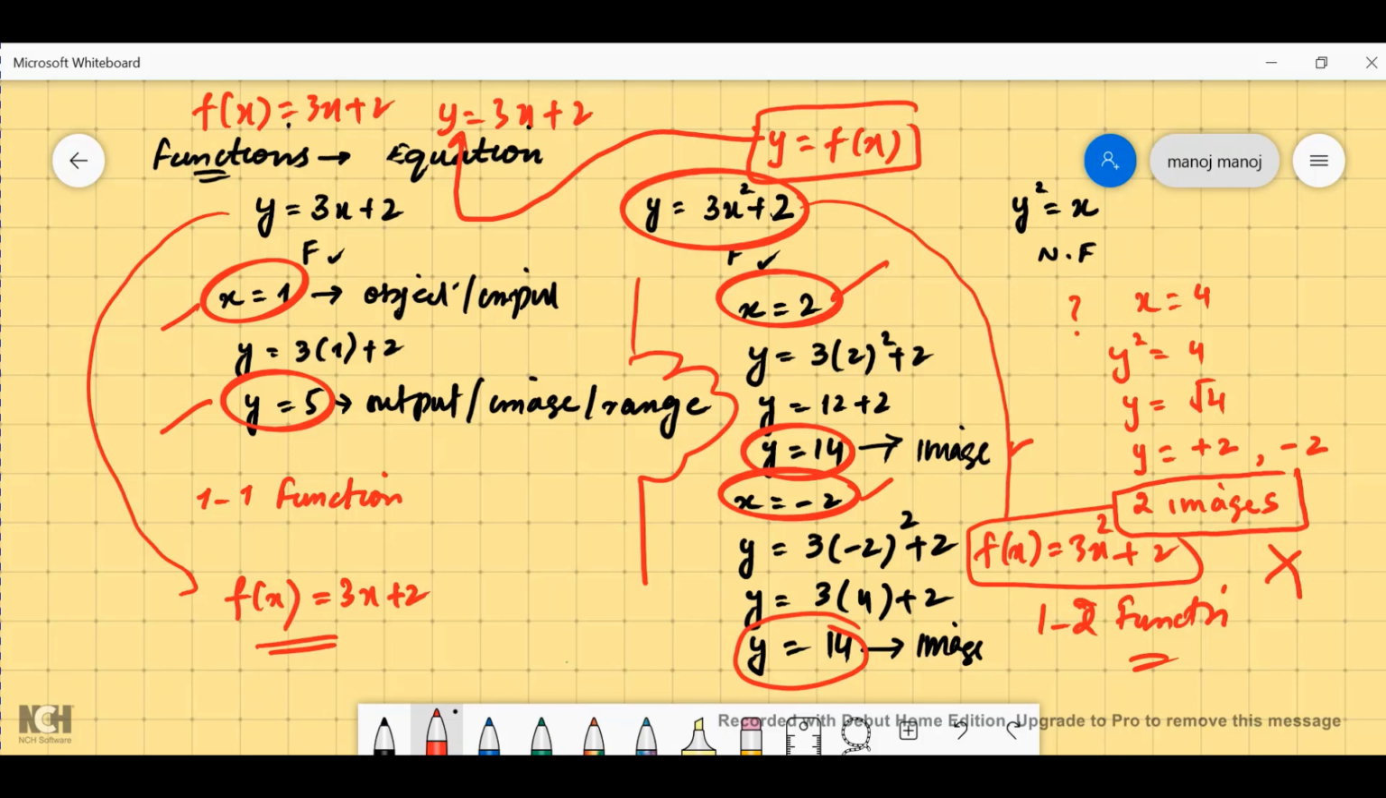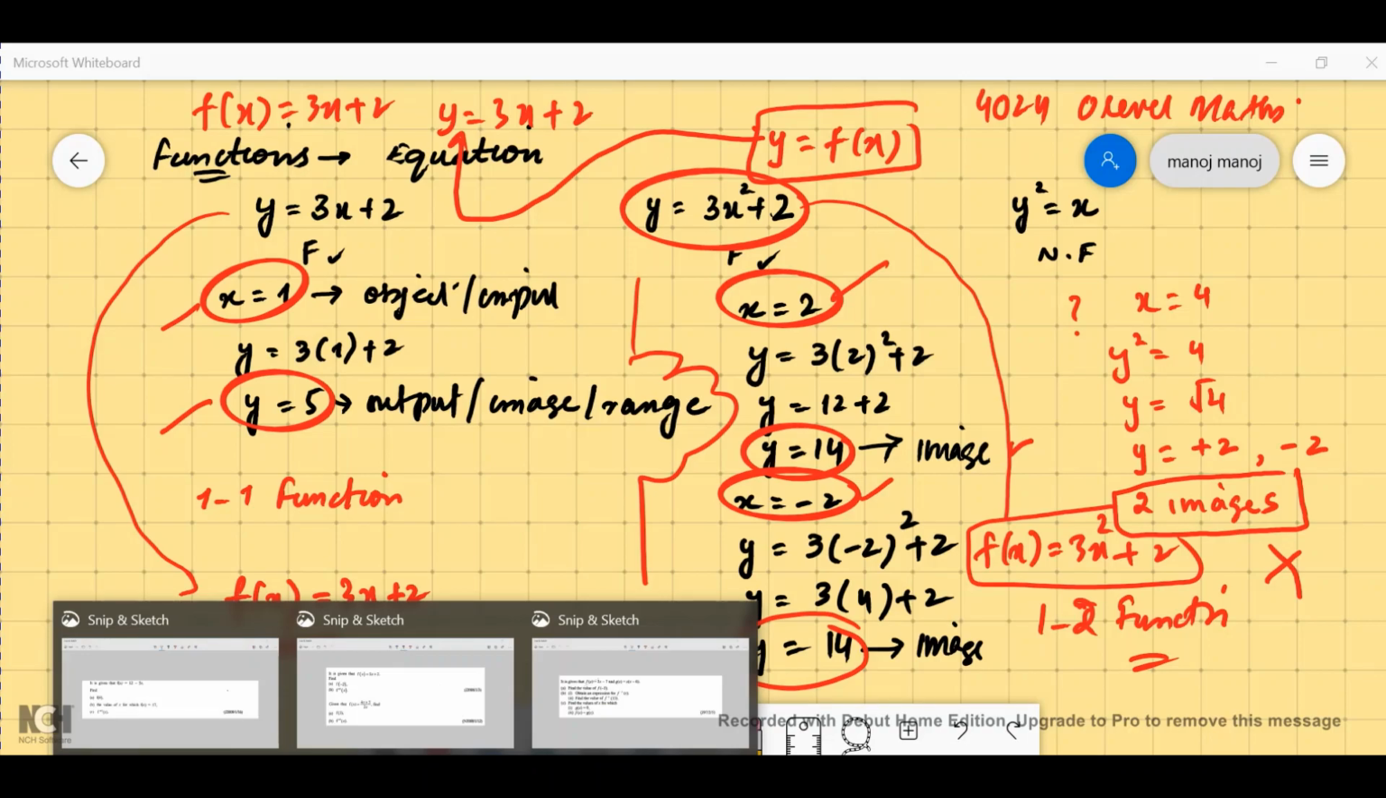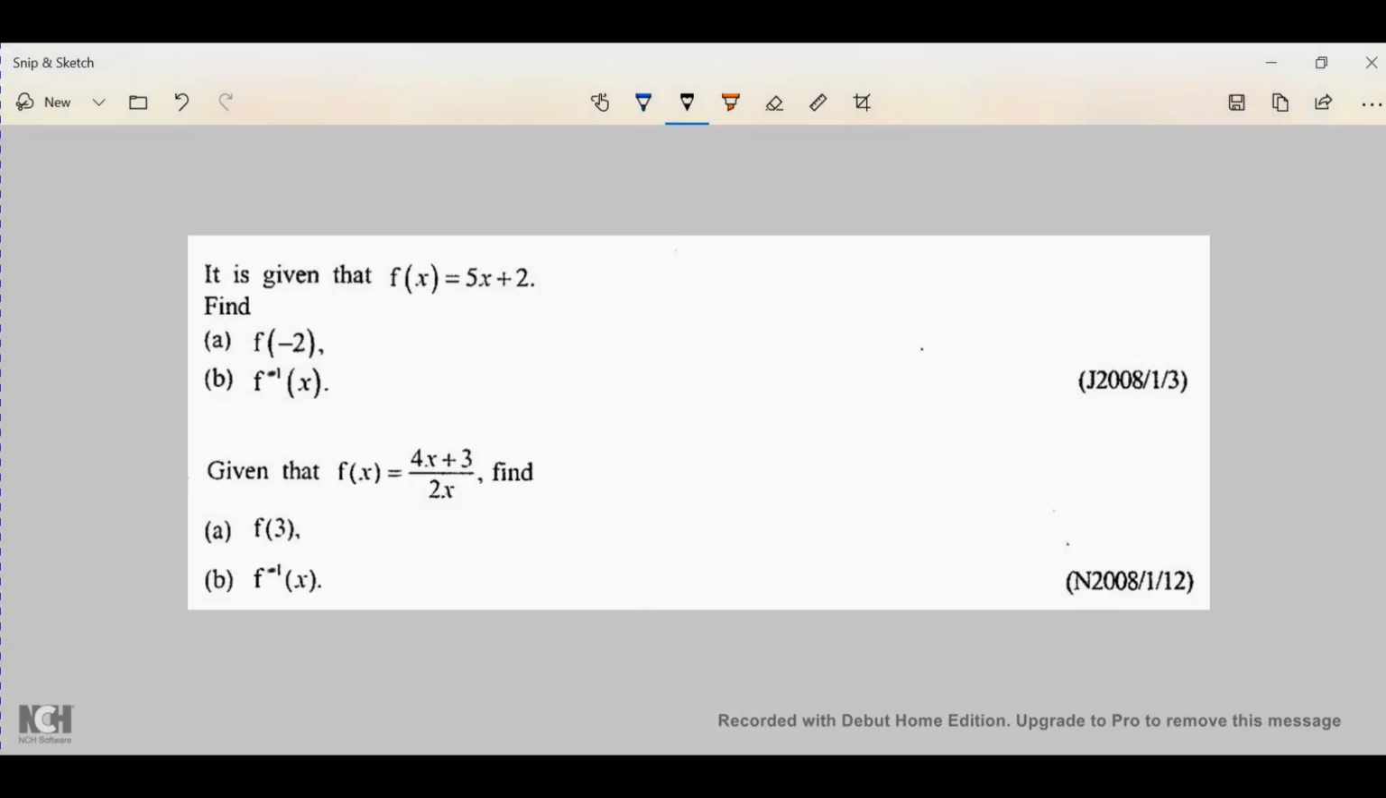In the O levels paper 4024 O levels maths, we had different types of questions regarding functions. I would like to give some examples from the past papers. Which type of question do we have in the paper? Okay, the first one is from June 2008 and November 2008, paper 1. Normally we can see this type of question in paper 1 without using a calculator. This is one example of a function.